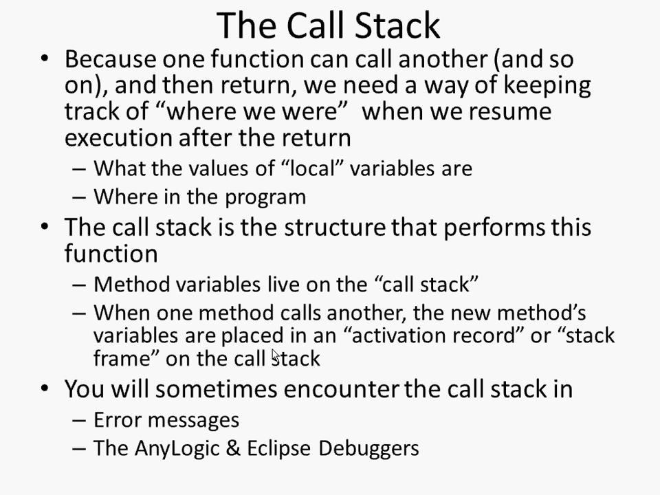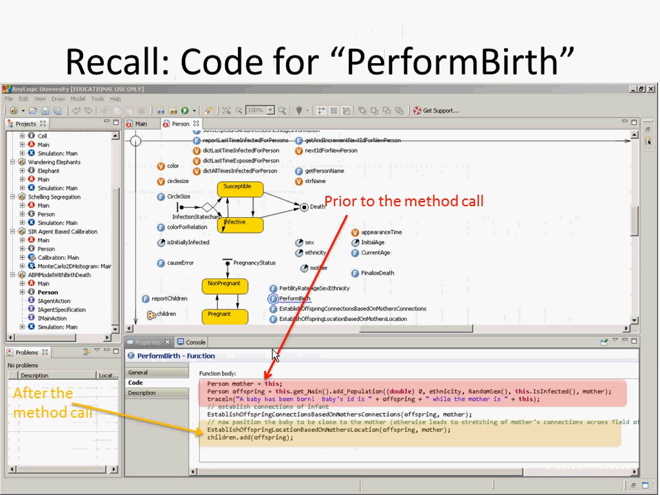Revealed. So let's consider this code for perform birth. We have these couple lines of code. Got a variable referring to the mother. Got a variable referring to an offspring. We reported that happy event to the world. We're about to call this method, and we pass it two pieces of information, namely offspring and mother. Now, when we call that, we are now going to be in the code for establish offspring connections based on mother's connections.